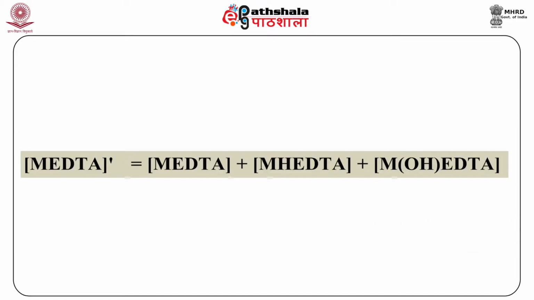Now, consider MEDTA' as the total concentration of the complex under study. This MEDTA' is equal to the concentration of MEDTA plus the concentration of MHEDTA plus the concentration of MOHEDTA. Here the M' concentration, EDTA' concentration and MEDTA' concentration are respectively called the apparent concentrations of the metal ion, EDTA and the complex.